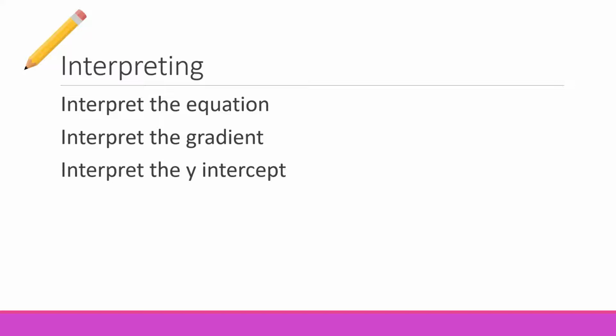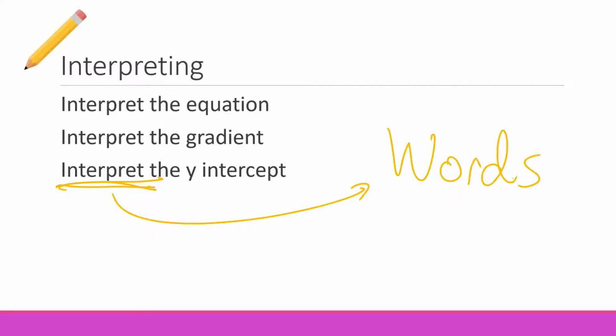Now, the trick with interpreting questions is this word interpret. Whenever you see this word interpret, straight away your mind should go to one thing, and that should be words.